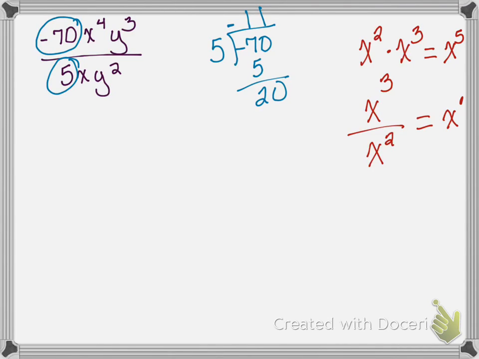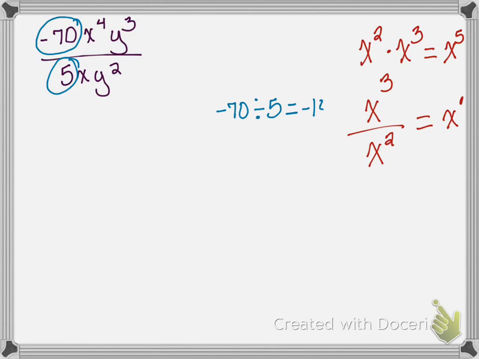Okay, so I've written too high up. That's negative 14 right there. I've got tools up at the top that I'm interfering with. So I'm going to rewrite that down here. Negative 70 divided by positive 5 is negative 14.